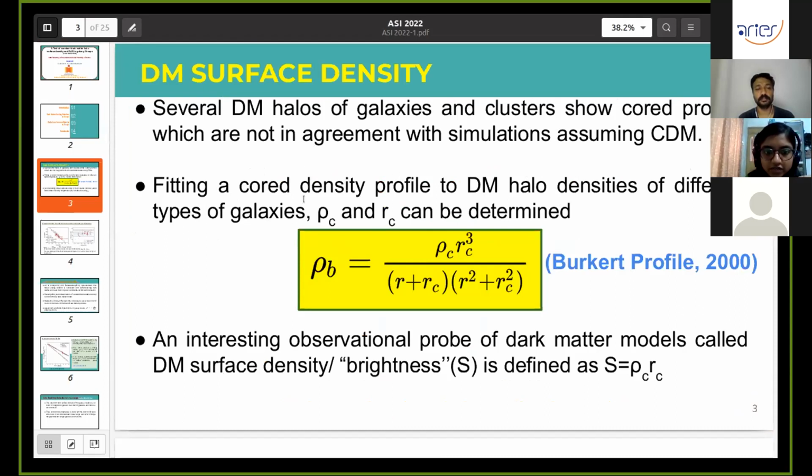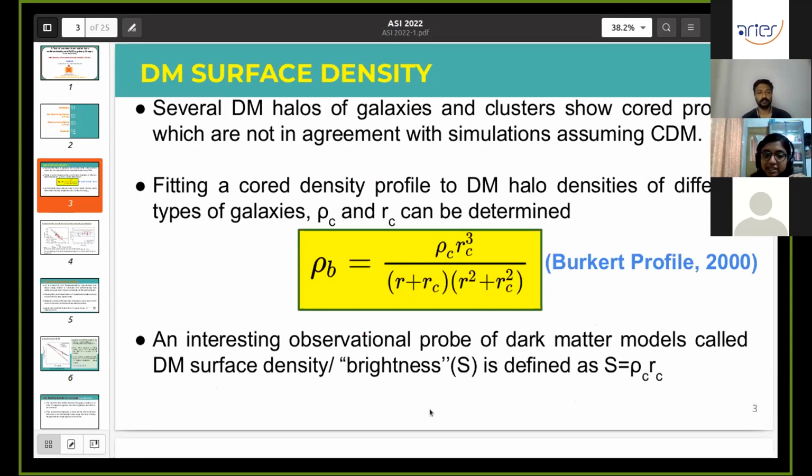So you can derive these quantities rho c and rc, which are the scale parameters for the core profile, whichever core profile you're using. An interesting observational probe was derived by several groups who had tried to fit this dark matter halo density with core profiles, and they coined a particular quantity, the dark matter surface density, which is the product of the core density and the core radius.